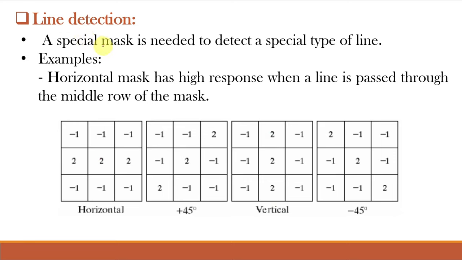A special mask is needed to detect a special type of line. For example, a horizontal mask has high response when a line is passed through the middle row of the mask. So for detecting a horizontal line, such a horizontal mask is required. If the line is plus 45 degree, such a diagonal plus 45 degree mask is required. If the line is vertical, such a vertical centered mask is required. And if it is minus 45 degree, such a minus 45 degree centered mask is required.